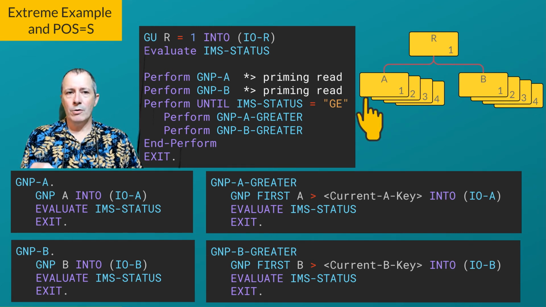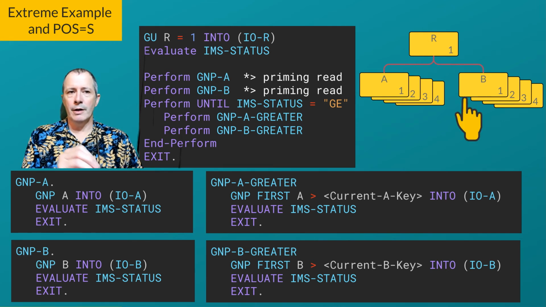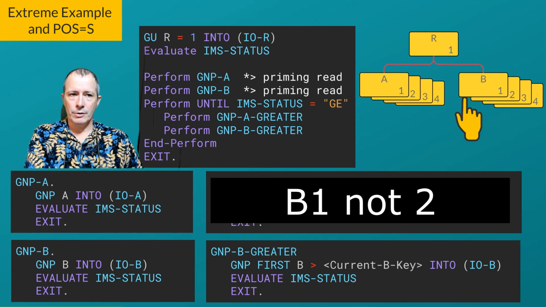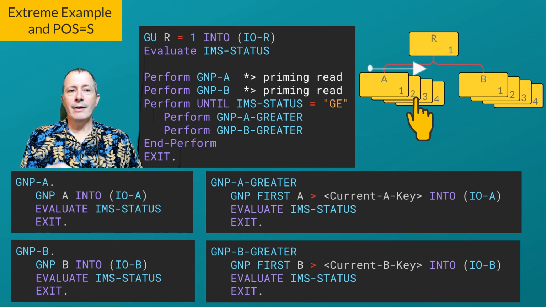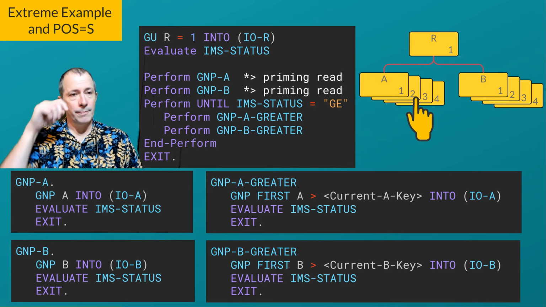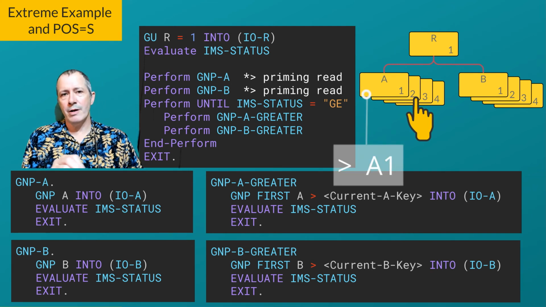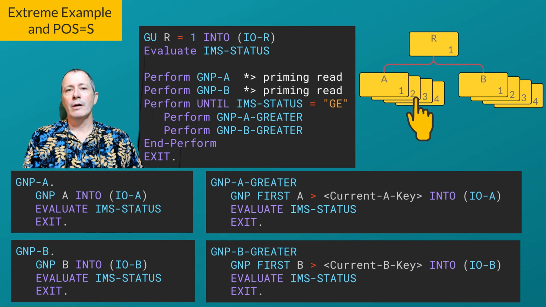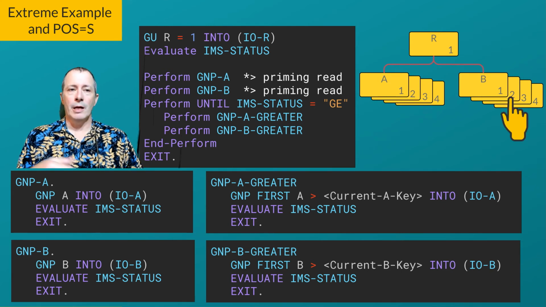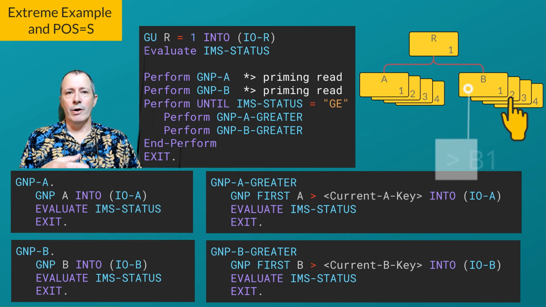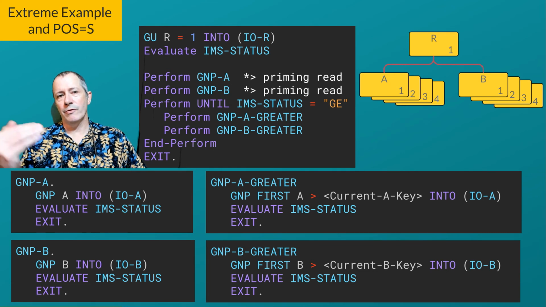Priming GNP call to get A1. The priming get next within parent call to get B2. Position on A1 is lost. Enter the loop. Get next first A segment with a key greater than the current key in the I/O area for A. This call means, starting with the first A segment, find the one with a key greater than the key in the I/O area. So IMS finds A2. Same thing for B. Starting with the first B segment, find the one with a key greater than the key in the I/O area. So IMS finds B2.